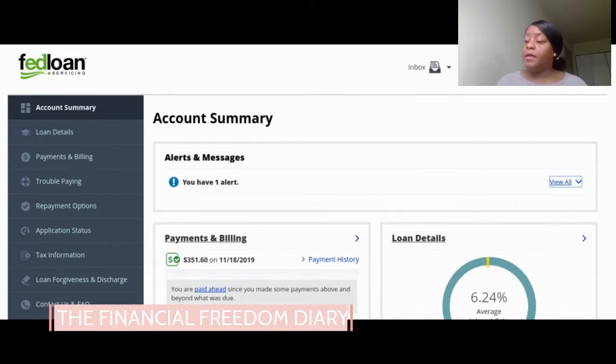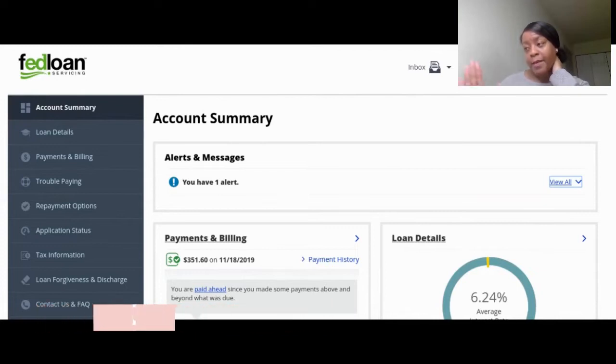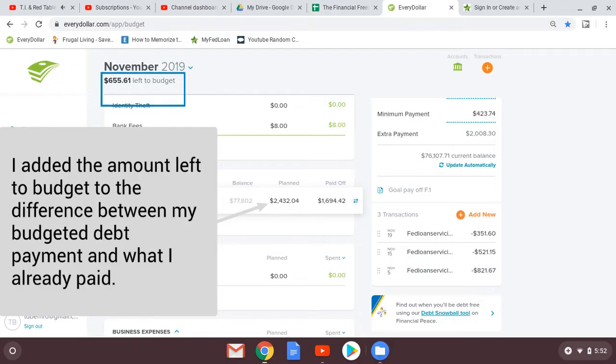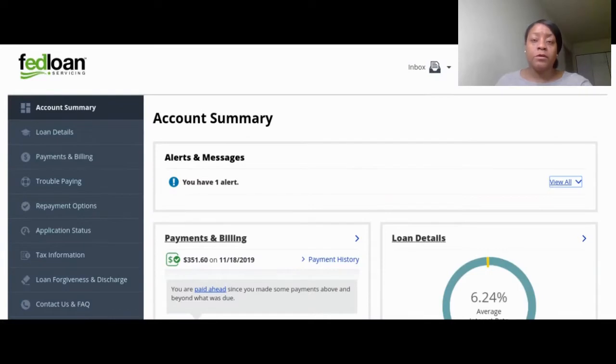It has been a minute, and so what I'm doing is I had to look at my budget to see how much I had in there to pay off for FedLoan F.1 and how much I had set aside for G10 and also what is left in my account. So I also have Every Dollar pulled up and I had about $655.61 left over. Looking at a post-it note because of course I'm not going to remember that.